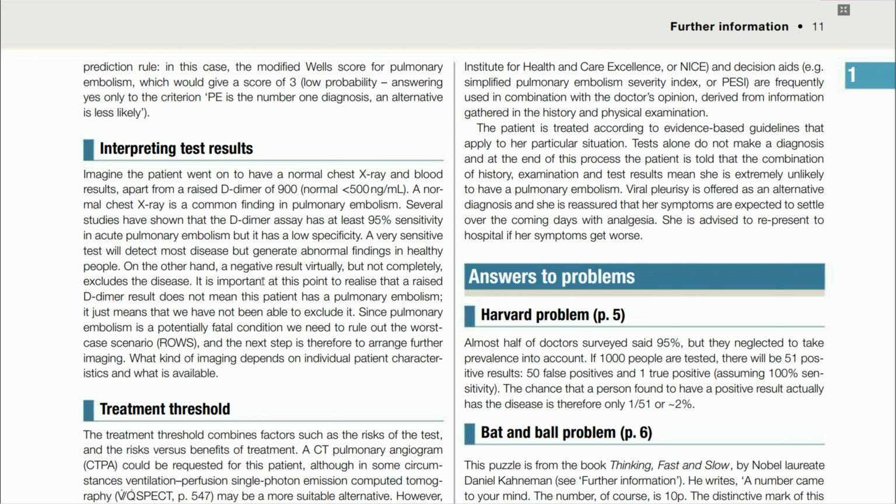It is important at this point to realize that a raised D dimer result does not mean that this patient has a pulmonary embolism. It just means that we have not been able to exclude it. Since pulmonary embolism is a potentially fatal condition, we need to rule out the worst case scenarios, ROWS. And the next step is therefore to arrange further imaging. What kind of imaging depends on individual patient characteristics and what is available.